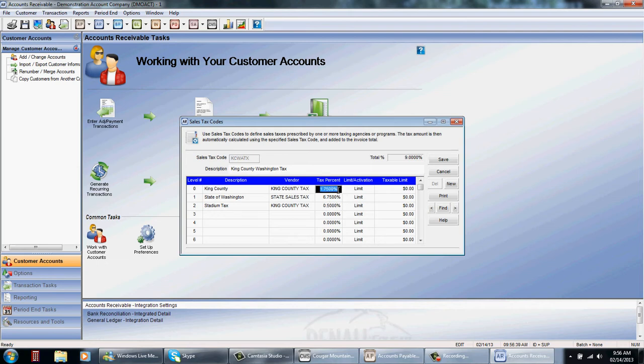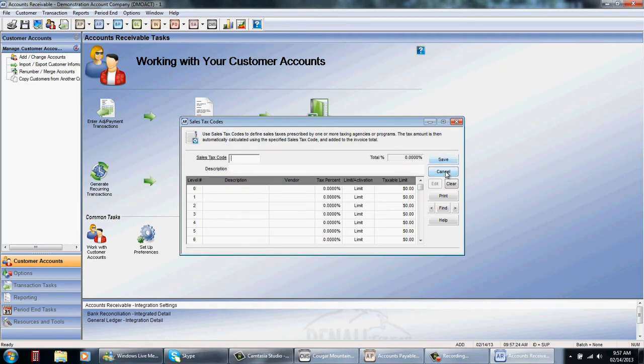Let's say King County has gone up to 2%. Washington State has stayed the same. And the stadium tax that they collect to pay back the stadium stays also the same. Adding these 3 up becomes the 9.25. That's what the customer would see. They would not see your breakdown. That is strictly for reporting. Cougar separates it for you to make it easy that King County, the state of Washington, and the stadium tax got their fair share. You collected 9.25% of your customer.